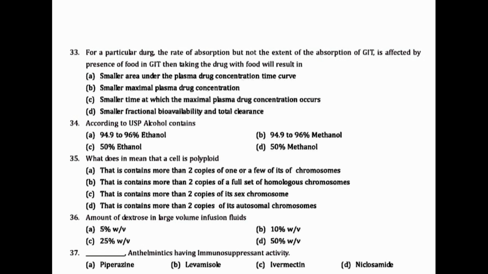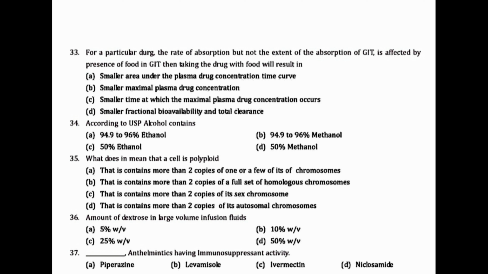Question number 33. For a particular drug, the rate of absorption but not the extent of absorption from the GIT is affected by the presence of food in the GIT. Then taking the drug with food will result in option A, smaller area under the plasma drug concentration time curve, B, smaller maximal plasma drug concentration, C, smaller time at which the maximal plasma drug concentration occurs, D, smaller fraction bioavailability and total clearance. Rate of absorption, not the extent, is affected by the presence of food in the GIT. So what is the correct answer? Question number 33, option B is the correct answer, smaller maximal plasma drug concentration.